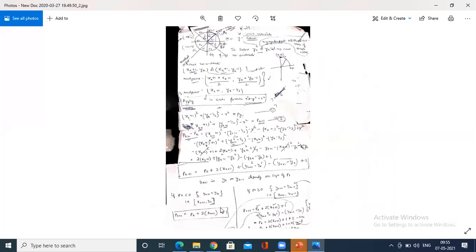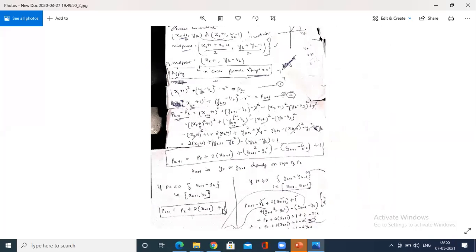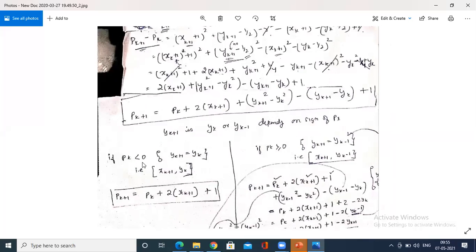And one more thing, when you derive it, all of you can see, if pk is less than 0, what happens? Always x will be incremented in the unit interval and yk will be fixed. And when pk is greater than or equal to 0, x will be incremented and yk will be decremented. This is the formula for identifying the derivations.